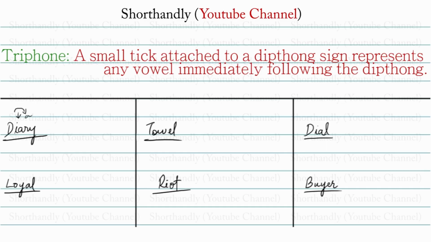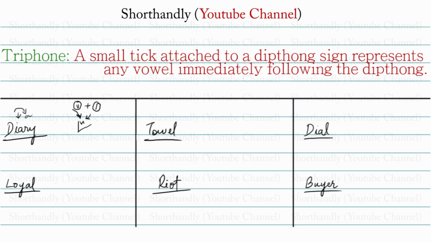Alright, so this word diary will be written like this. See, we just made the diphthong I here, and we also attached a small tick to this diphthong to represent the vowel also. So we have this I diphthong plus a small tick to represent the vowel A. That's how you write the word diary, and that is what triphones are.